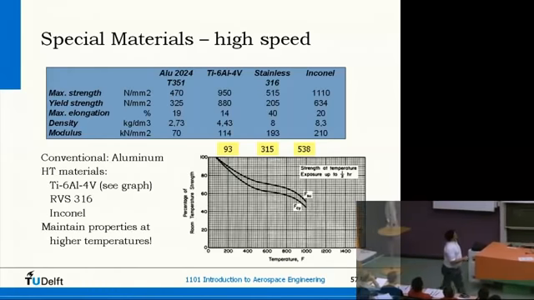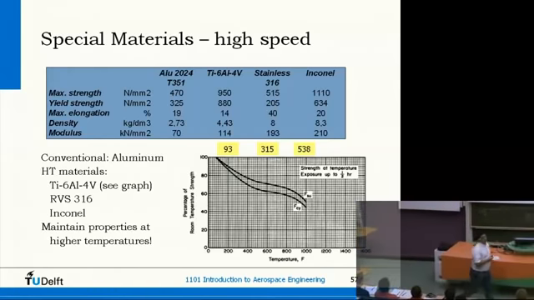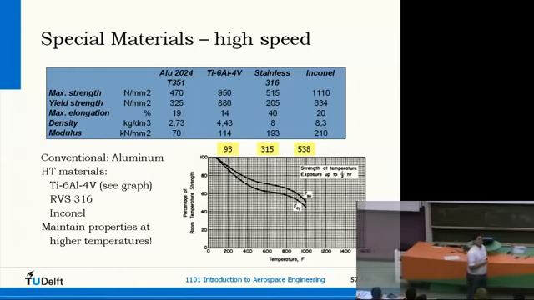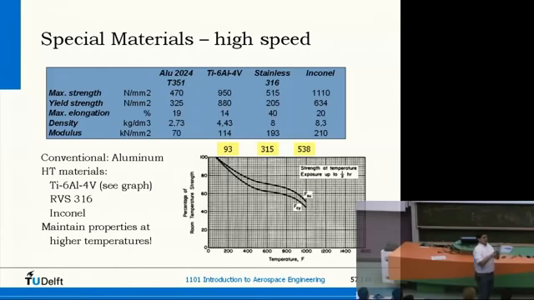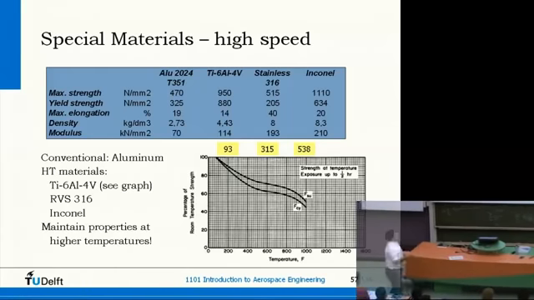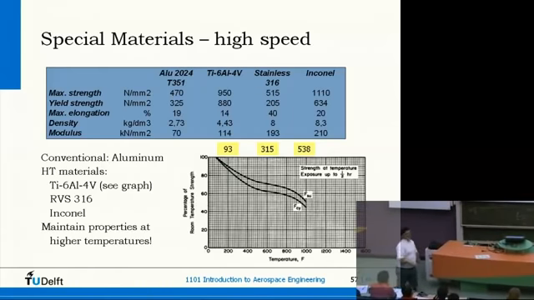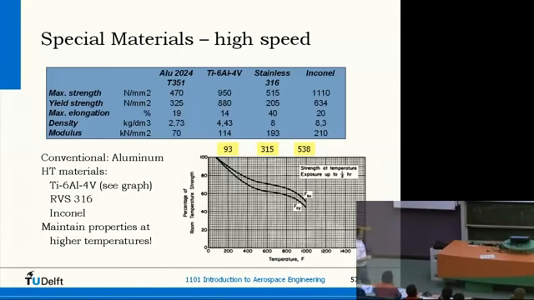Inconel is a special steel, a nickel-chromium alloy. So it's a mix of these elements. And that's often used as a special high temperature alloy for space applications or for applications like this one.